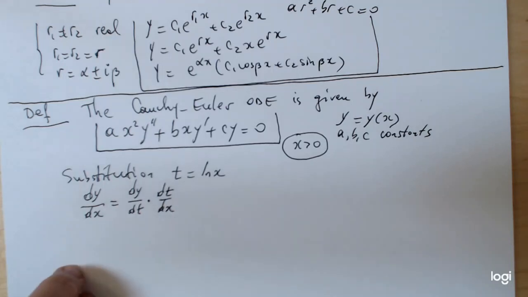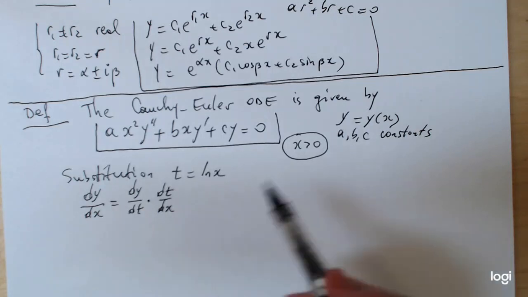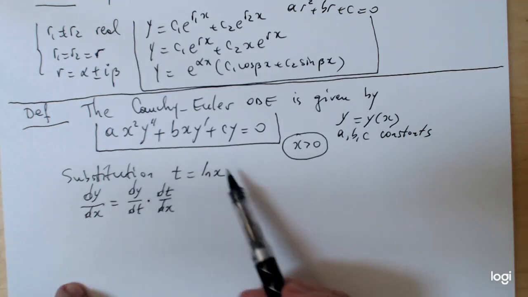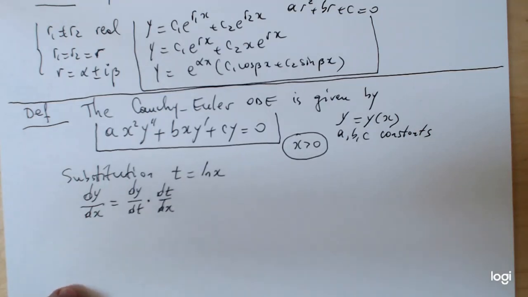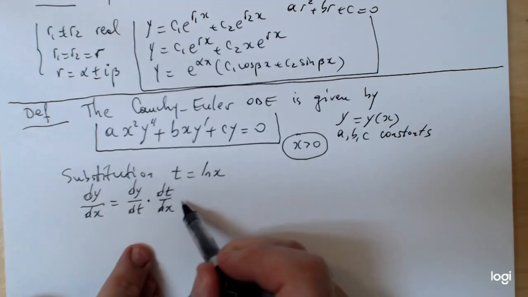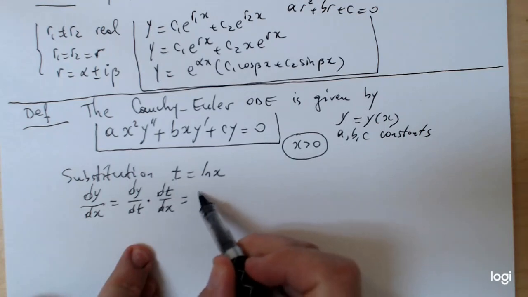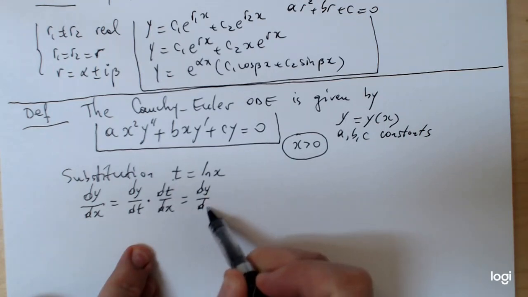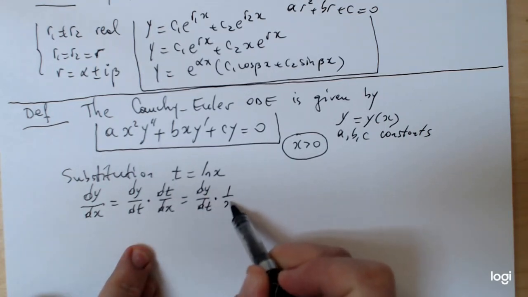Okay, so instead of thinking of y directly as a function of x, you could think of y as a function of t first, which in turn is a function of x, which allows you to use the chain rule. And then notice that dt dx is going to be 1 over x, right? So the derivative of the natural log.